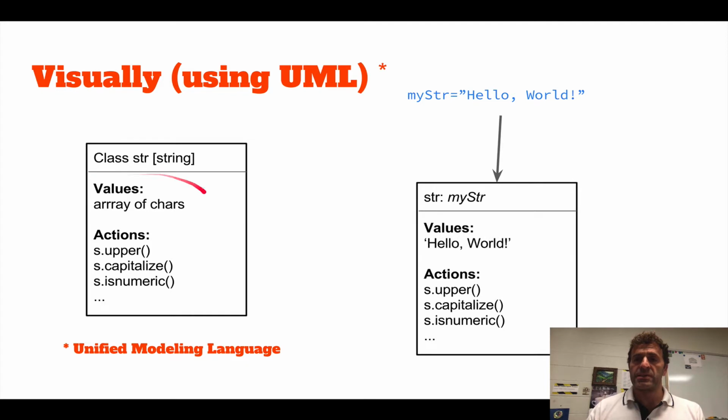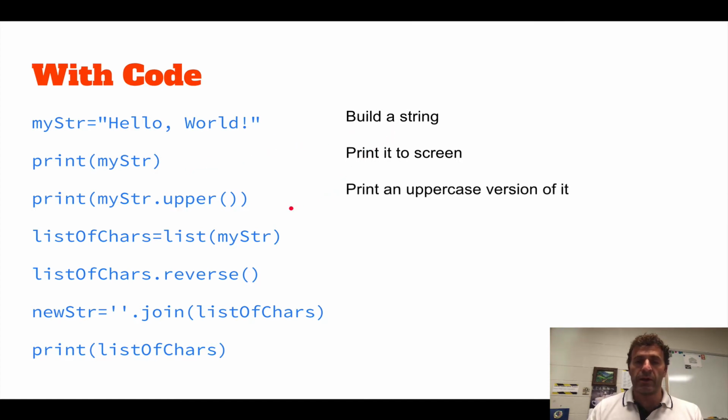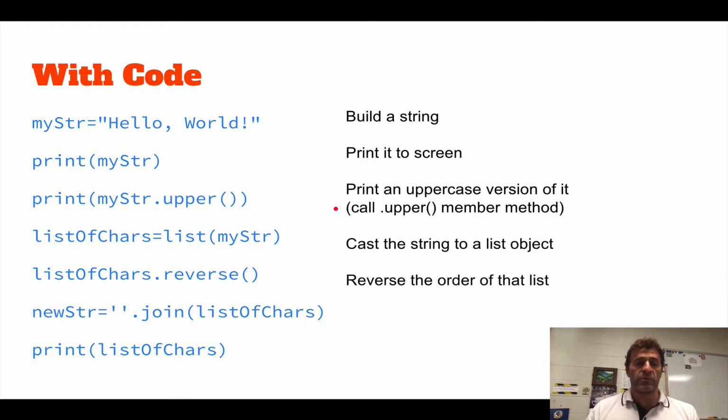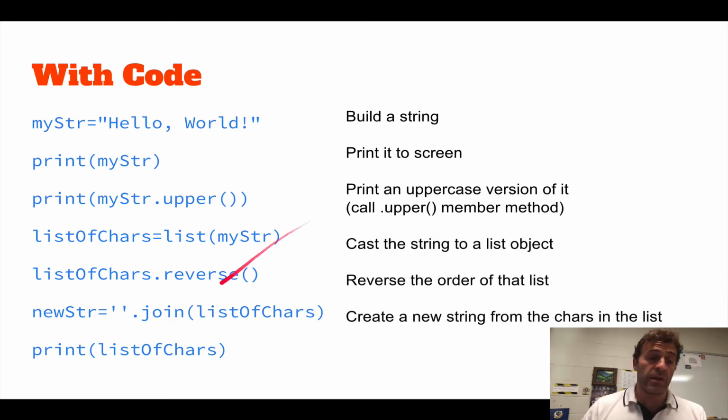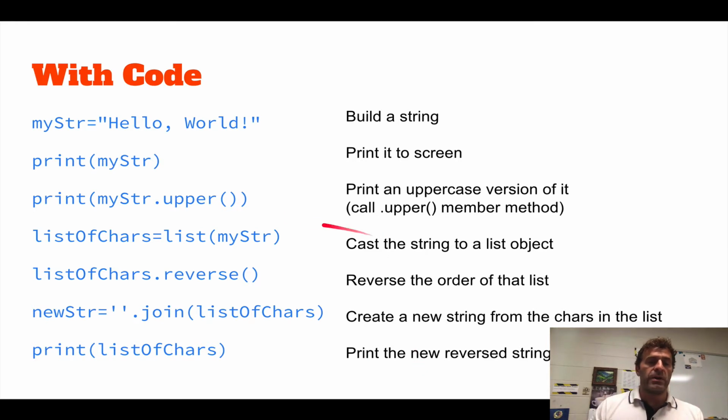So in this case, the value would be hello world. And then first you build the string, then you can print it, and then we can print an uppercase version of it. We can also find out how long the string is. We can reverse the order of it, create a new string, and then assign it to new str, or we can print this new reversed version of it. Okay, so it's step-by-step using the concept of sequence in order to modify that original string of hello world.